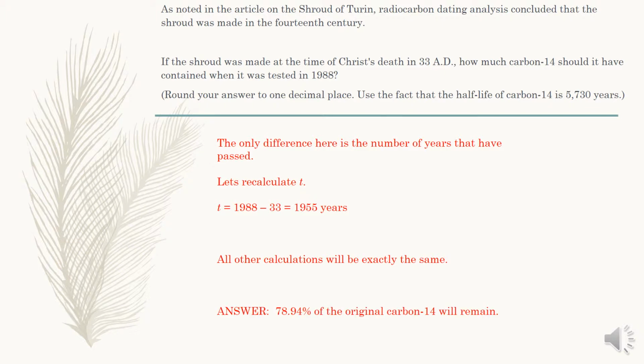And here is the answer. If the shroud was made at the time of Christ's death in 33 AD, 78.94% of the original carbon-14 will remain. And I think it looks like they wanted one decimal place, so I should have left that as 78.9%.